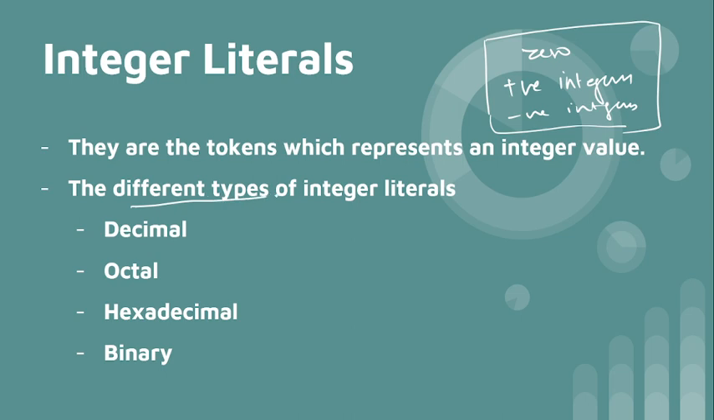So we can have different types of integer constants, that is decimal, octal, hexadecimal, and binary. If you look at the previous versions of programming languages, binary was never provided as an integer literal. These three were always there. But C Sharp also recognizes binary as the integer literals. Let's look at these types.